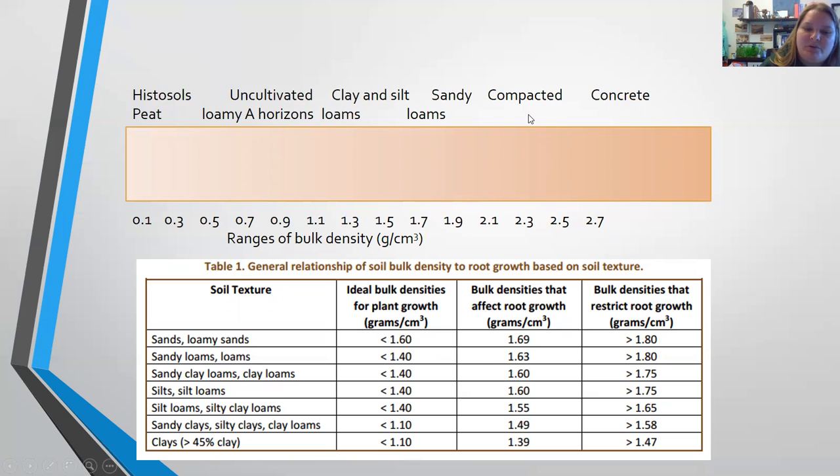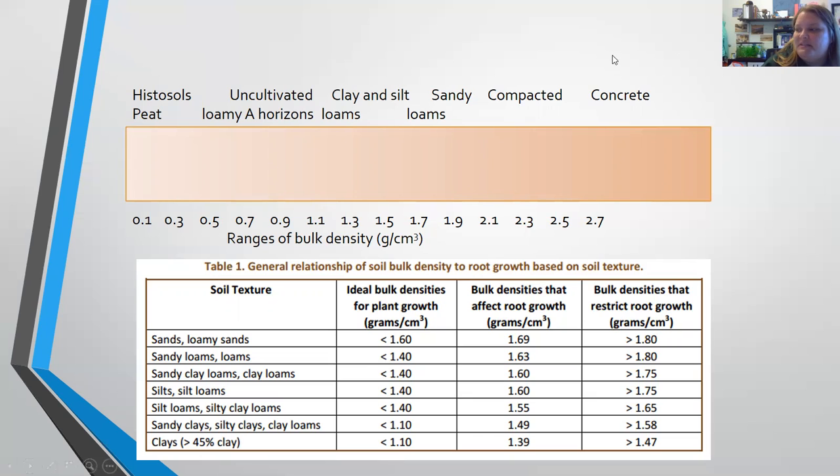So if you knew that your soil was, say, a silt loam that's typically less than 1.4, but you measured your bulk density and it's at 1.6 or greater, then that would be considered compacted, and you're going to start to have issues with the roots if you're growing plants there, because it's going to be very hard for them to grow through, and they're also going to have to deal with the compacted soil and less air.